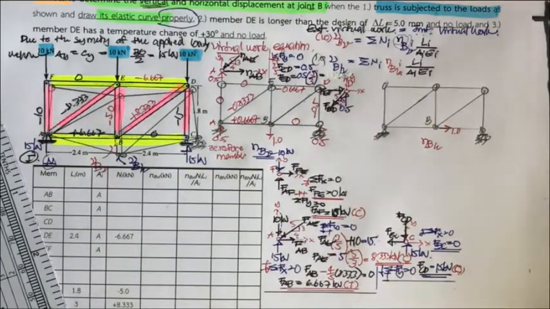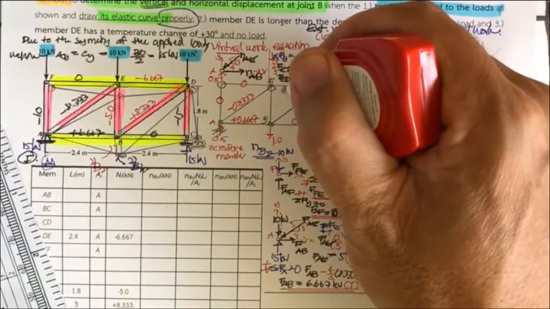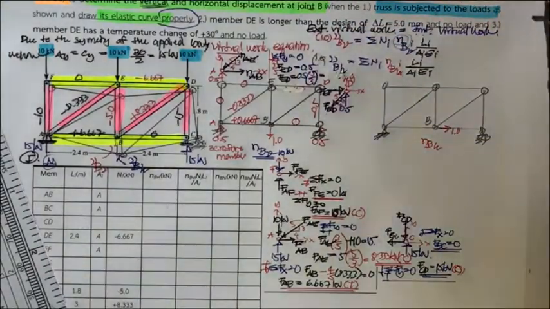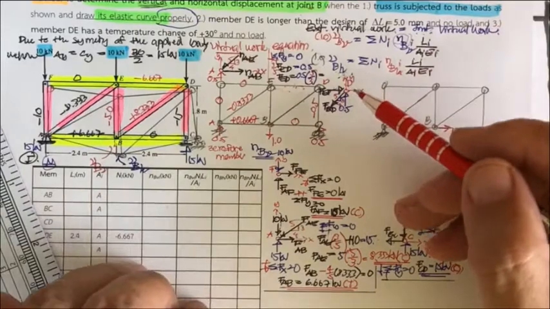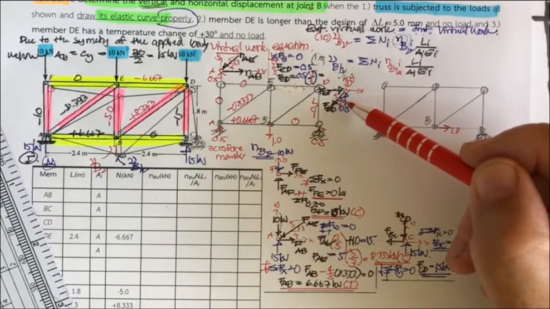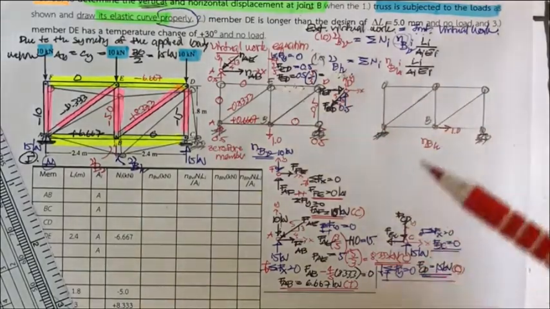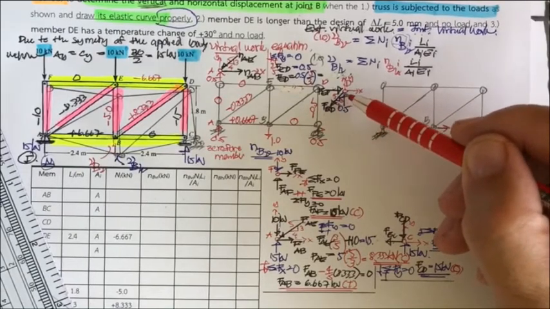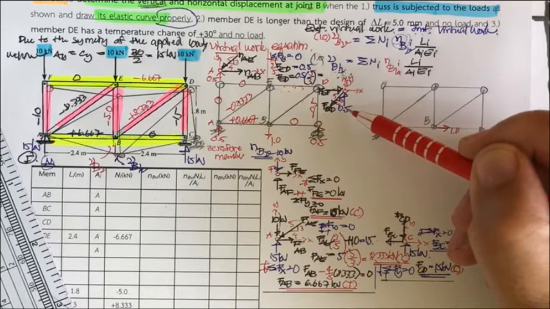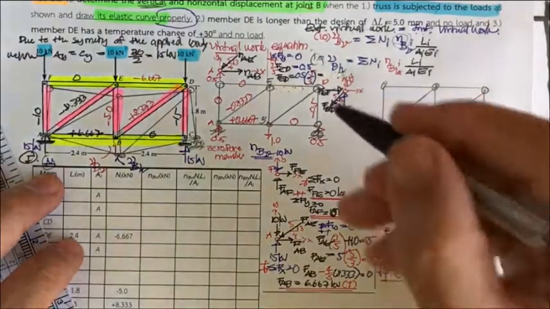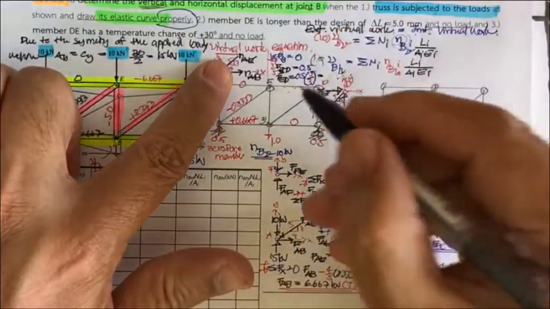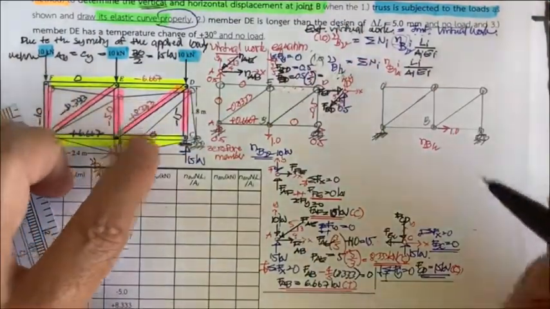0.8333. This is going to be which member? It's not this one. This is wrong. This one is F sub ED times 3 over 5, downward, equal to 0.5. This is BD, not ED. I'm sorry. So this is BD, F sub BD. Okay, so this one is F sub BD.